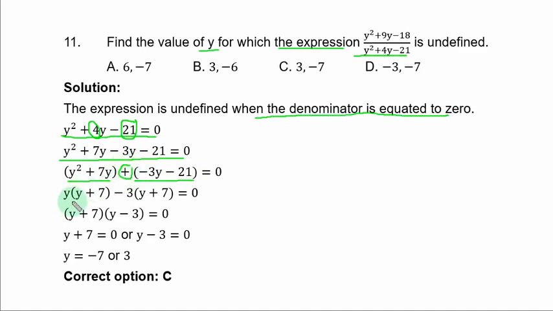From the first bracket, y is common. If you factor out y, you have y plus 7 in the bracket, minus, from the second group now, you can factor out minus 3.